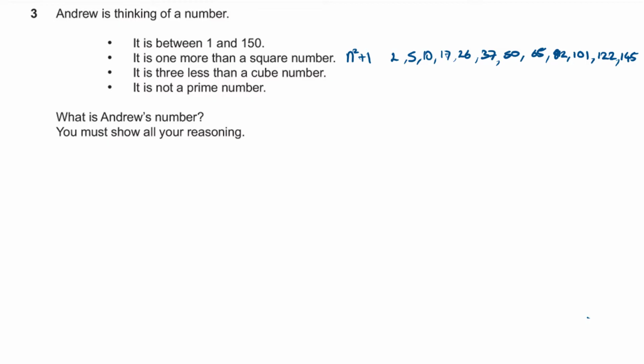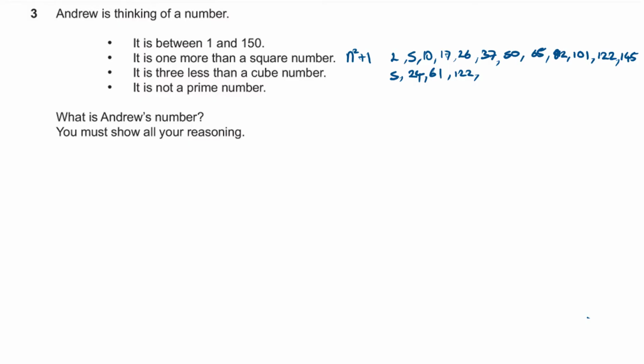1 cubed is 1, take away 3 is going to be outside the range, but 2 cubed is 8, take away 3, that's going to be 5. 3 cubed is 27, take away 3 is 24. 4 cubed is 64, take away 3 is 61. 5 cubed is 125, take away 3 is 122. And then 6 cubed is going to be too big, isn't it? So they're all the ones I need.